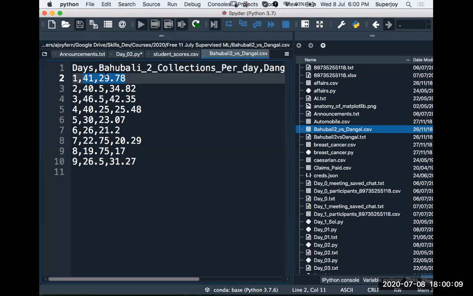One separate model for Bahubali. In that case, this days would be a feature and the Bahubali column would be the label. And you can create another regressor for Dangal, where the day would be the feature and the Dangal collection would be the label. So you can make these two separately and then compare what the results were in both, and we can also make day the feature and make the other two columns the label. That will also work, guys.